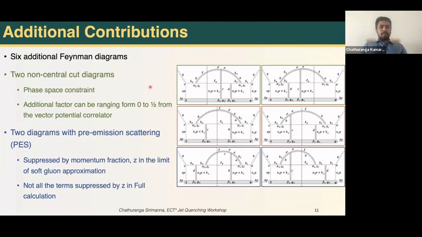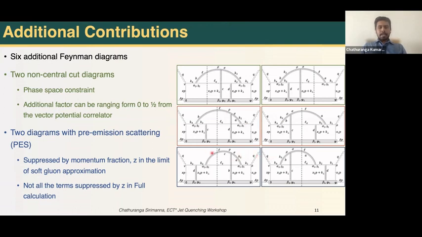These additional contributions are given in this figure, and the two diagrams outlined in green are non-central cut diagrams. Those non-central cut diagrams have a phase-space constraint coming from the vector potential correlator. Because of that, an additional factor ranging from 0 to half comes into this result. The two Feynman diagrams outlined in red are cross-scattering diagrams, and the two outlined in blue are pre-emission scattering diagrams.